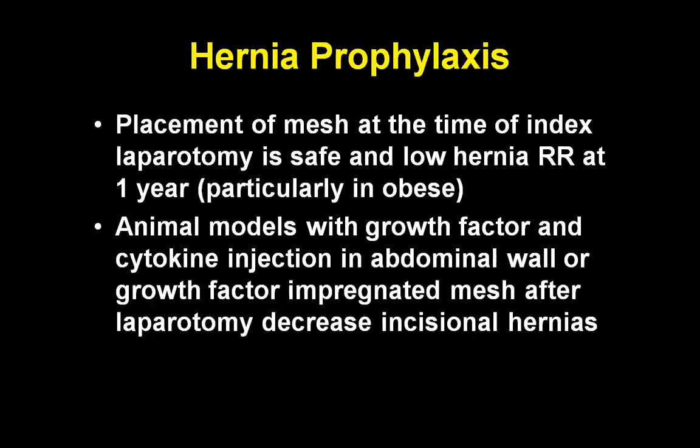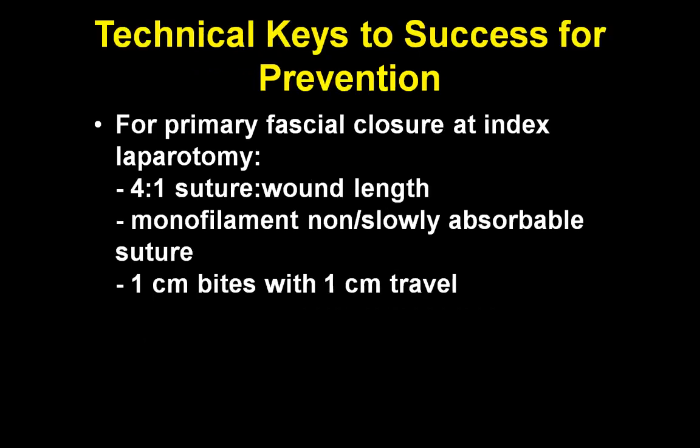Now, hernia prophylaxis: placement of mesh at the time of index laparotomy is safe. They say that if you have a huge obese patient with a large hernia, it's always better to place a mesh, because of the low recurrence rate after 1 year. And animal models with growth factor and cytokine injections into the abdominal wall, or growth factor impregnated mesh after laparotomy, decrease incisional hernias. These are all things which are assumed rather than done.